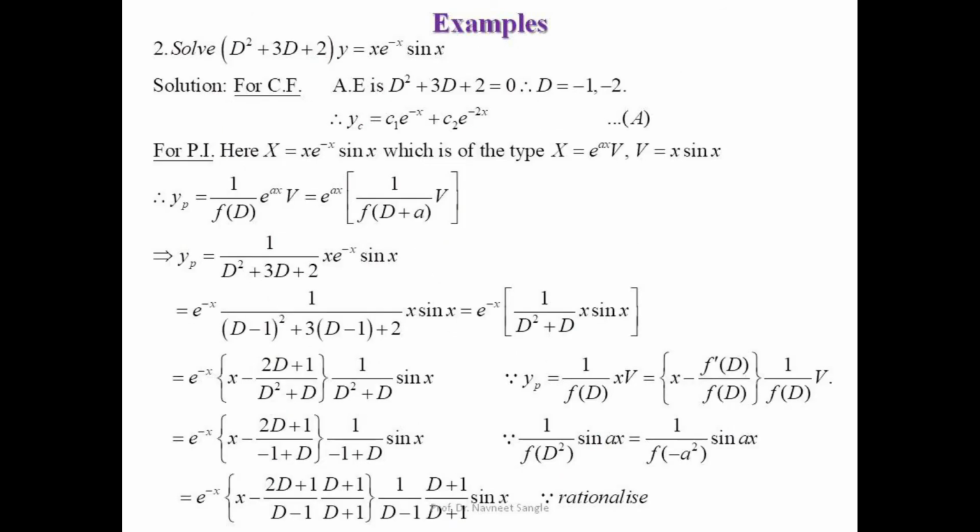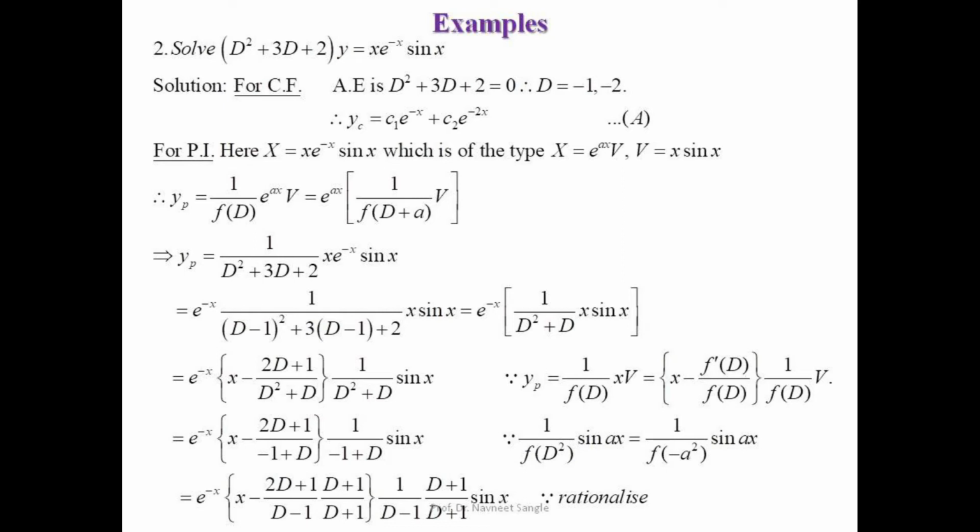Now let us take a somewhat more difficult example, which is our example number 2. Here, solve the example which is a linear differential equation with constant coefficients. So the example is D square plus 3D plus 2 into y is equal to x e raised to minus x into sin x. Now first find the value of the complementary function.